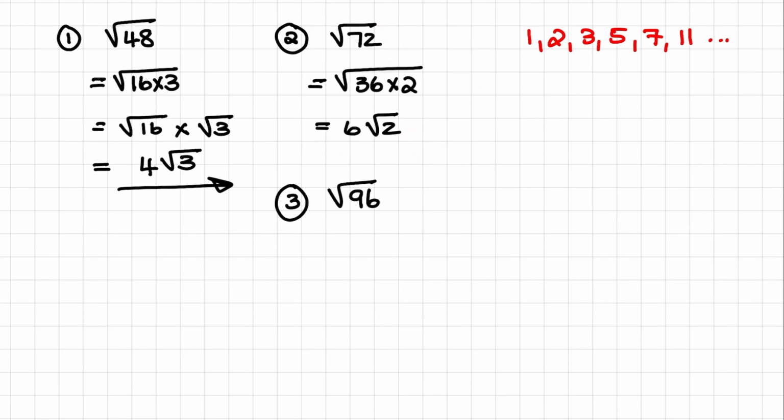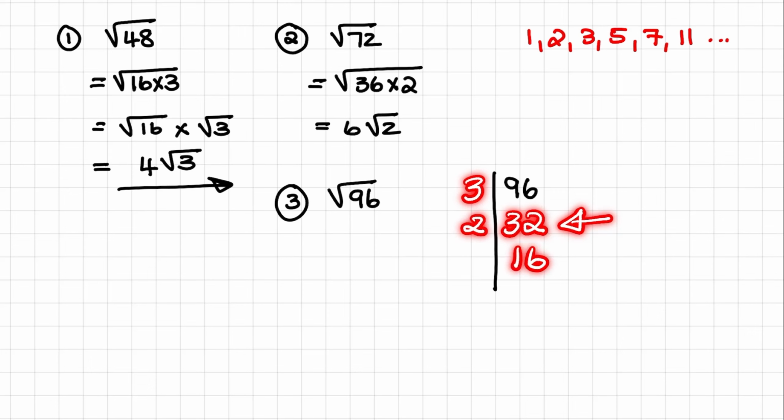In our third example, we have the square root of 96. And again, let's use the factor tree of 96. I want to find the prime numbers that go into 96. And again, let's do some mental maths. 96 divided by 1 is equal to 96. 96 divided by 2 is equal to 48. And if I divide 96 by 3, that is equal to 32, which is not quite a perfect square. But if I take 32 and divide that by another 2, I have a perfect square of 16.